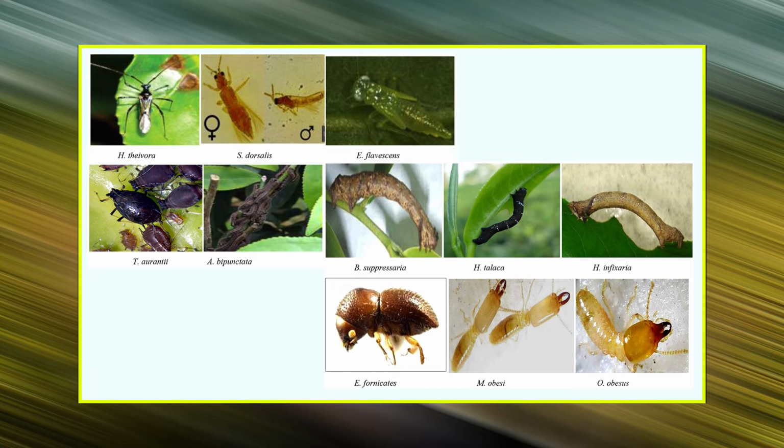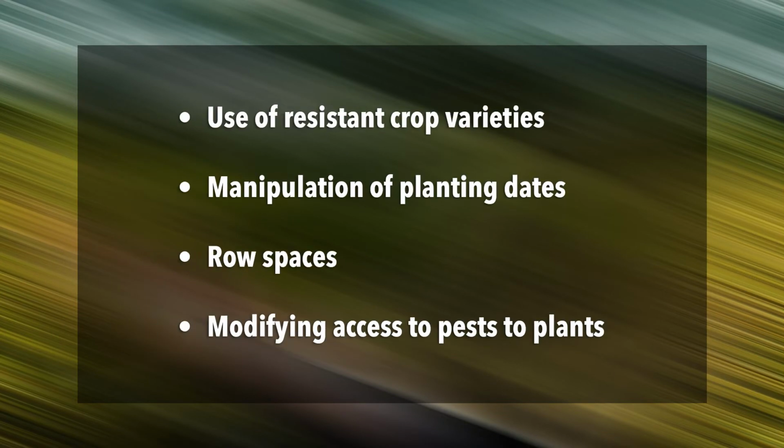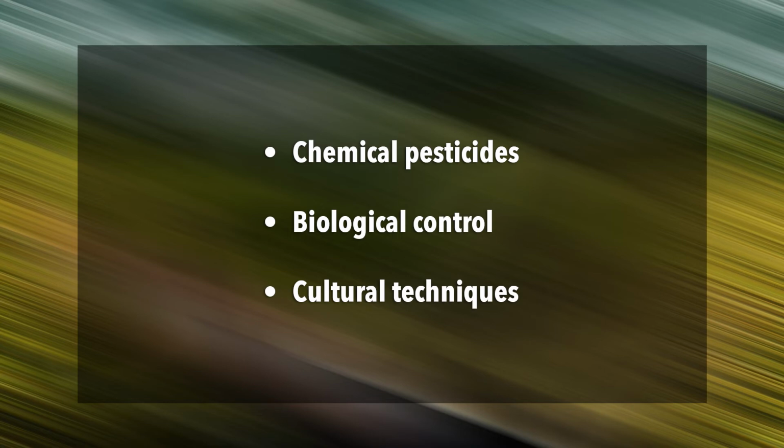production continuity in agroecosystems. Farmers have used several approaches universally. These are no action; preventive action, that is use of resistant crop varieties, manipulation of planting dates, row spaces, modifying access of pests to plants; or successive action, that is chemical pesticides, biological control, cultural techniques. Each can be evaluated in terms of inputs, outputs, storage and transformations.